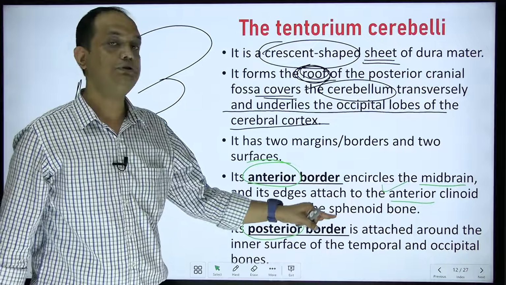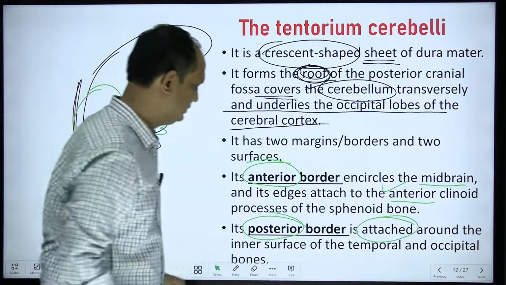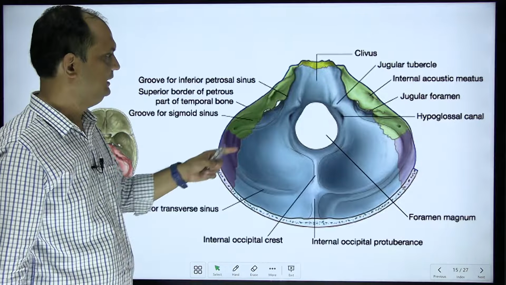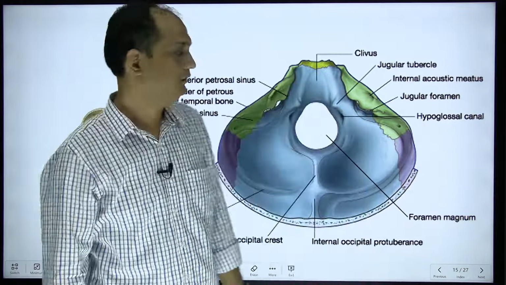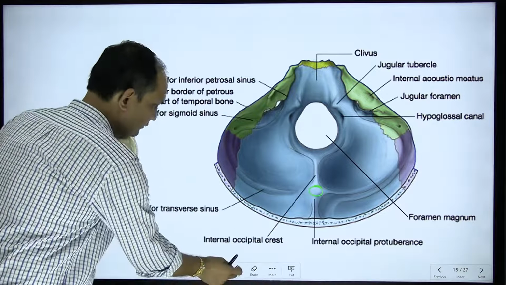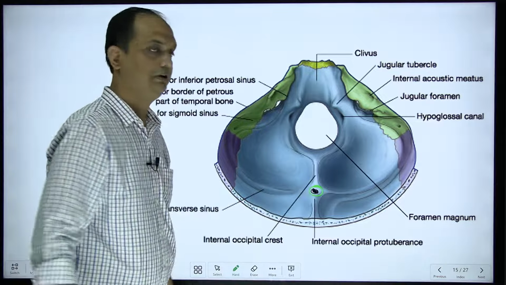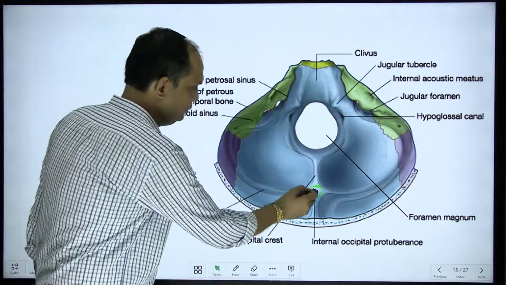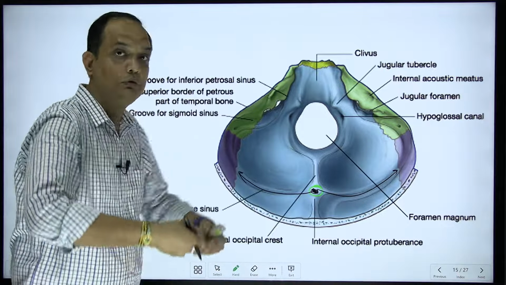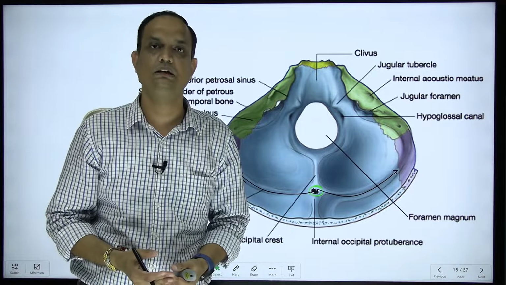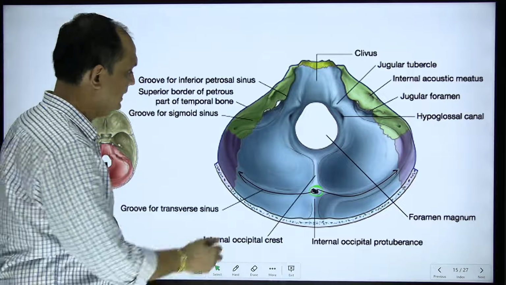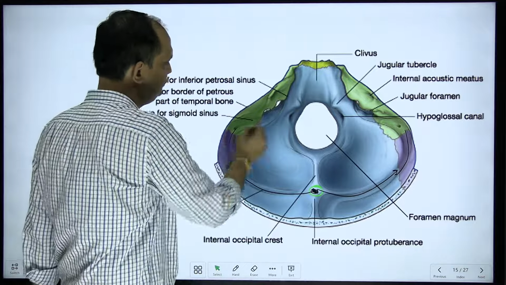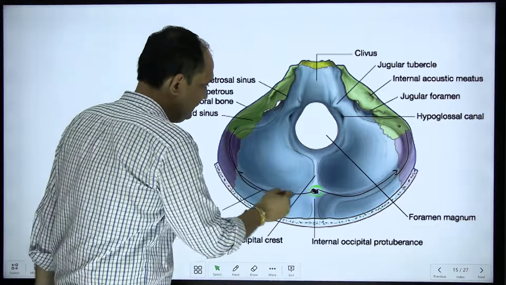Now where is the posterior border? The posterior border is broader and attaches around the inner surface of the temporal and occipital bones. Okay? Now where will this be found? Now when you see this posterior cranial fossa, this is your internal occipital protuberance. We know that corresponding to this point, outside you have the external occipital protuberance and inside we have the internal occipital protuberance. We are talking about the posterior cranial fossa. From this internal occipital protuberance, if you go to both sides, you find horizontal grooves, children, and these grooves are for the transverse sulcus. These grooves continue onto the adjacent bones, that is, the temporal bone. So your posterior attached margin will attach here, clear?